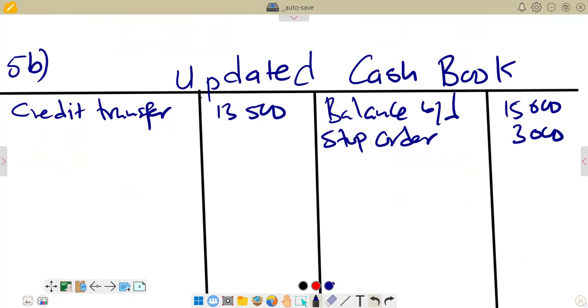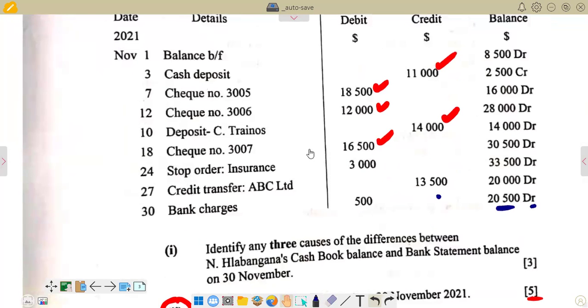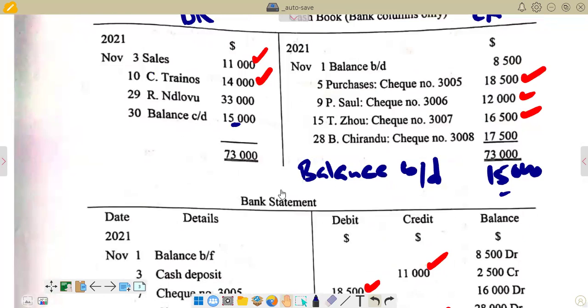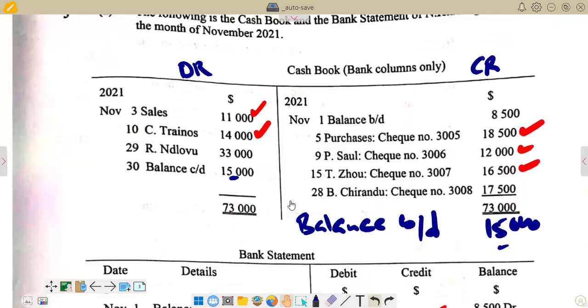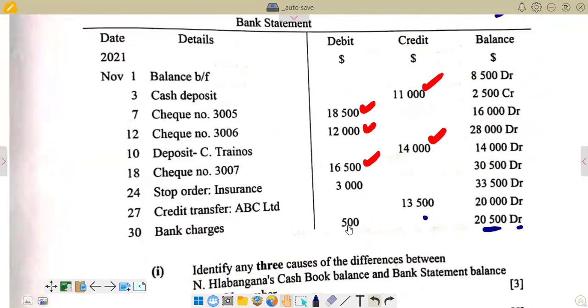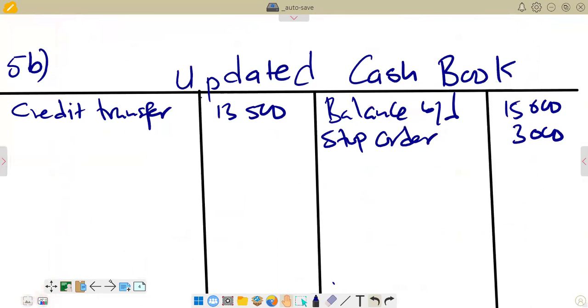Then we go and check if we have got any other item appearing on the debit side. Remember, we also have another one that is appearing there, which is 500. So we go to the credit side of the cash book again. We check if we have got 500. We see there's nothing. It means 500 also needs to be updated. And we check the description of 500, which is bank charges. So we are going to the credit side and enter our 500, updating it. So we are saying bank charges. Remember, it's 500. So we have 500 here. So this is what we have.